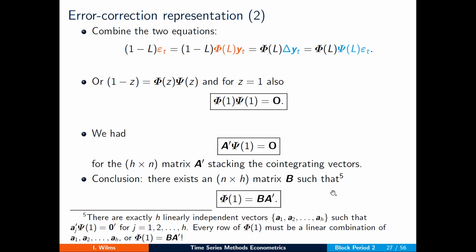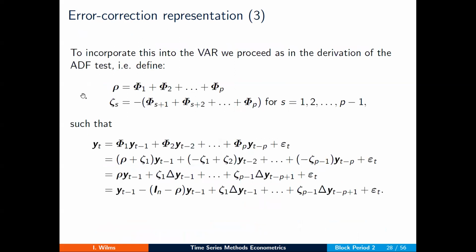Now, how to incorporate this into our VAR? Well, just like we did for the ADF test, I'm going to first define here some new notation, where rho is the sum of all of the phi matrices that pop up in the VAR. And these zeta s's, they cut off all matrices as of lag s plus 1, such that I can use the same trick here to rewrite my VAR in levels in terms of the rho and the zeta parametrization instead of the phi's.